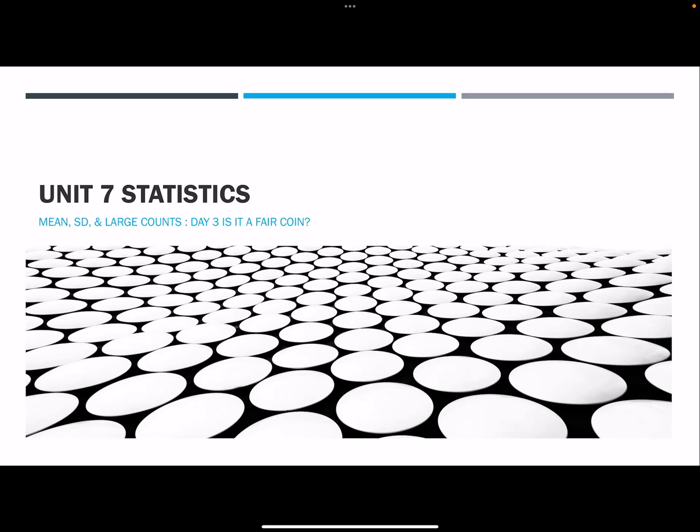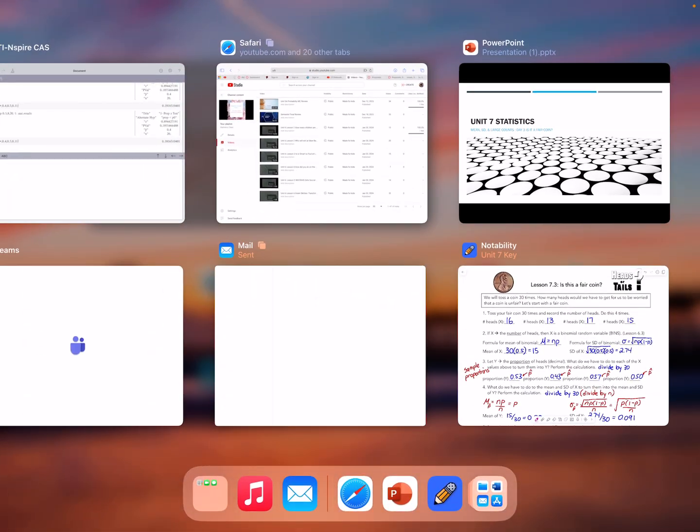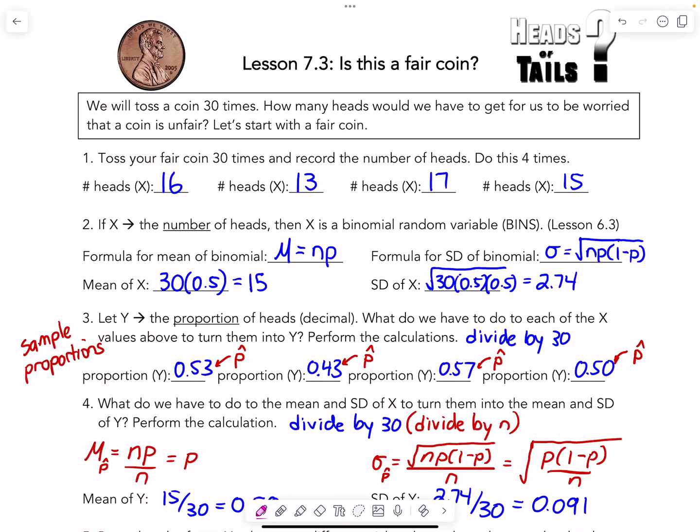Statistics. Today we'll be talking about the mean, the standard deviation, and the large counts condition. This is day 3. Is it a fair coin? Okay, go ahead and open up to your packets.